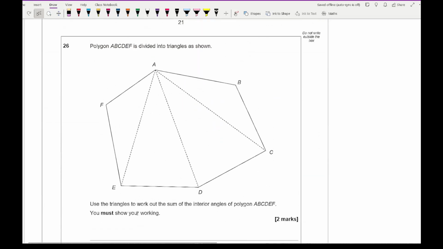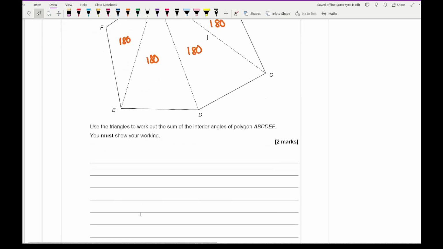Then moving on to question 26, it says polygon ABCDEF is divided into triangles as shown. Use the triangles to work out the sum of the interior angles of the polygon ABCDEF. Well, each triangle is 180, so all I've got to do is 4 times 180, which gives me an answer of 720.